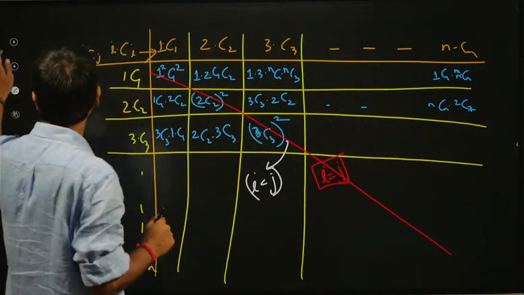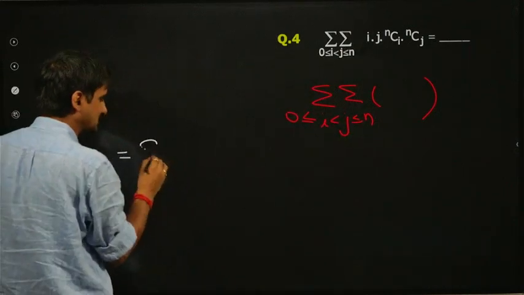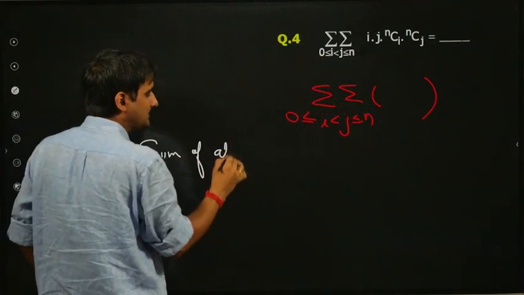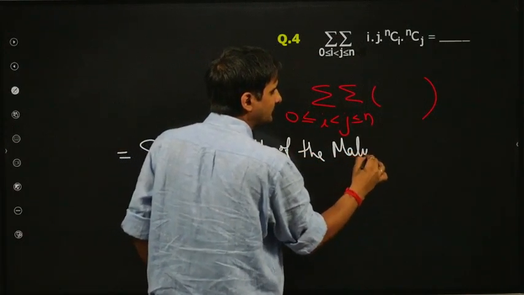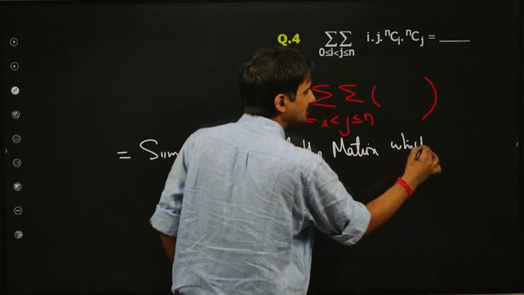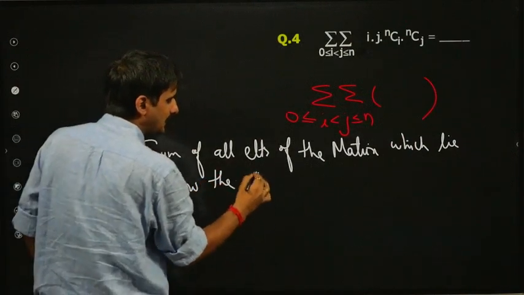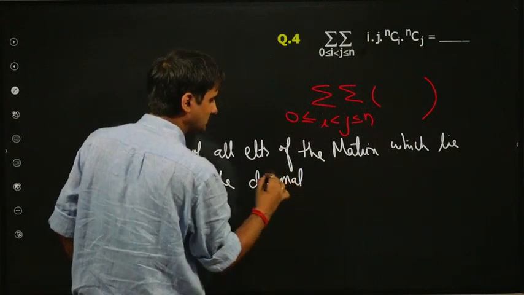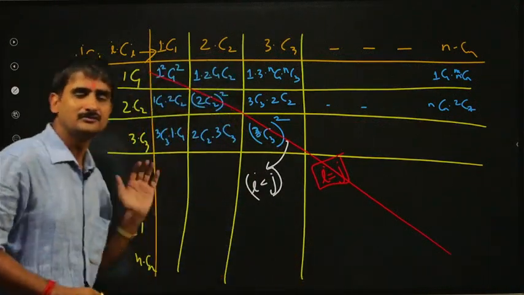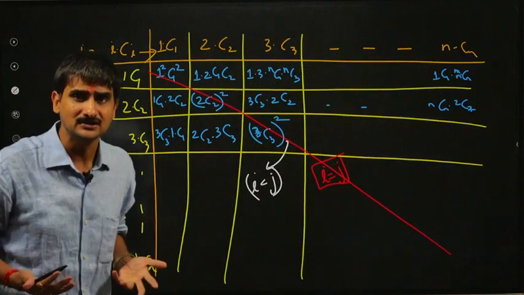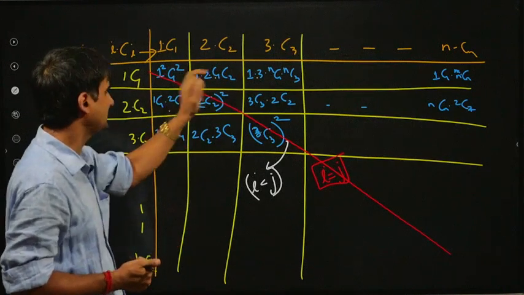So according to this question, what do we need? The sum, or the value of this series, is the sum of all elements of the matrix which lie below the diagonal elements, bachcho. So we have to just get the sum of all those elements which lie below the diagonal, but by symmetry, of course, by symmetry. See, the term you have here, the term you have here, the term you have here.